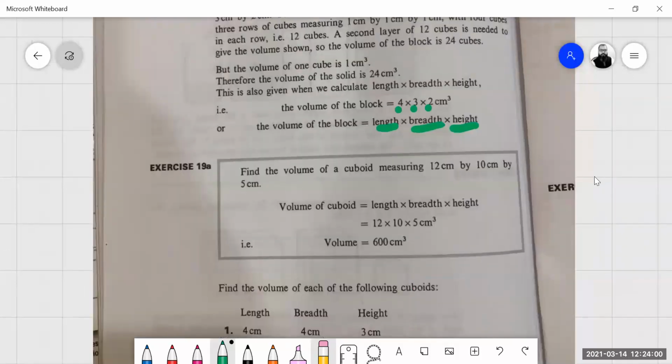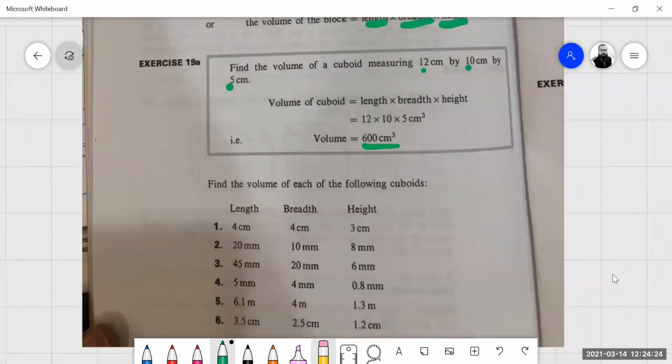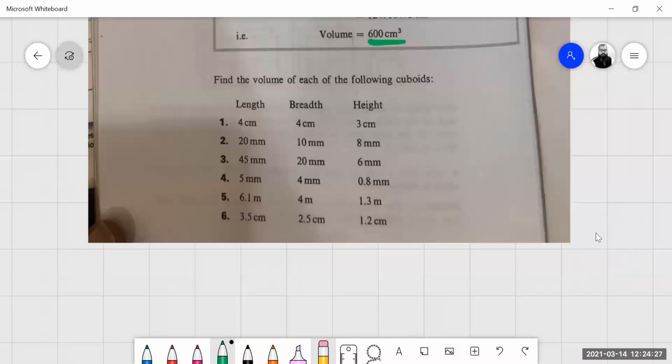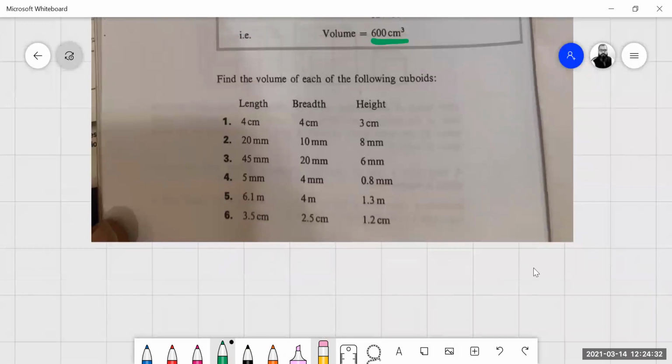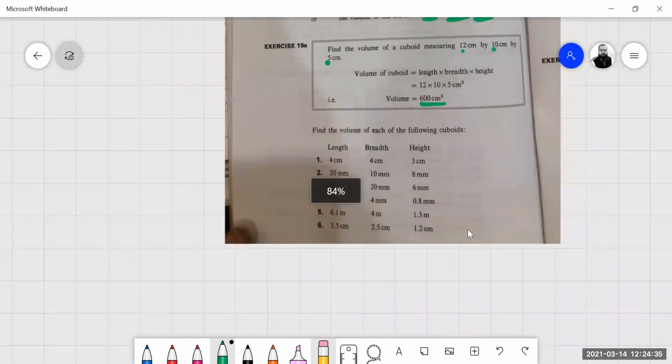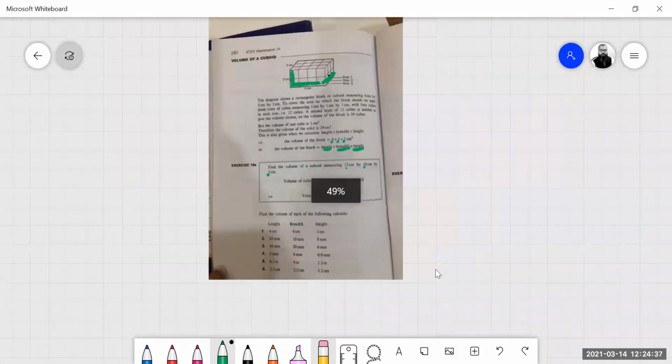Now, exercise 19A. Find the volume of a cuboid measuring 12 centimeters by 10 centimeters by 5 centimeters. Very simple. We will multiply all these: 12 by 10 by 5. So we will get 600 centimeter cube. Volume will be 600 centimeter cube. Now, in the questions length, breadth, and height are given, and we want to find the volume. Very simple.